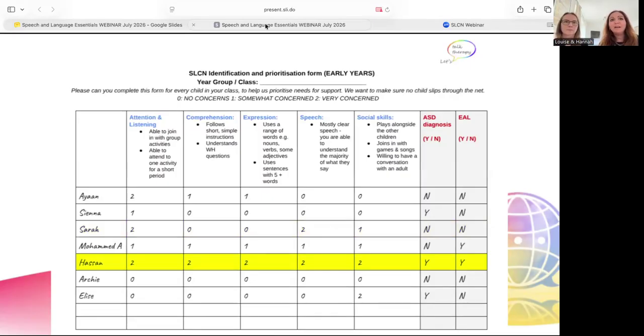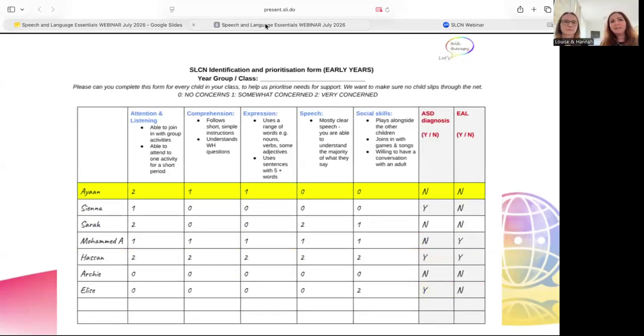Hassan looks like a high priority child. We can see the teacher is really concerned across the board for him. We can also see that English is not his first language. We're definitely going to need to add him to the SEND list to find out more about what's going on here.